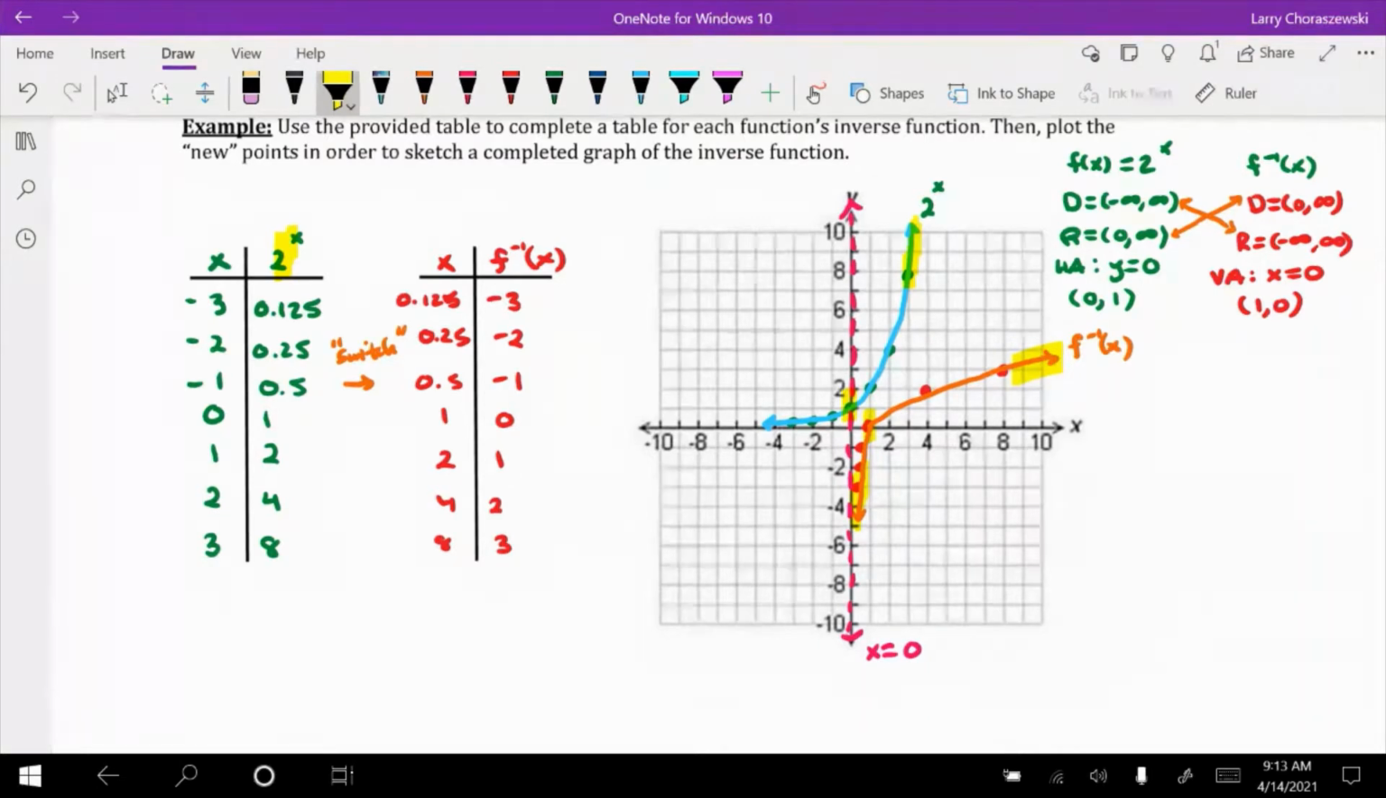And this is really the nature of inverse functions, right? Everything just kind of gets flipped around. And so that's the graph of the inverse of 2 to the x. In just a little bit, we'll give it a name.